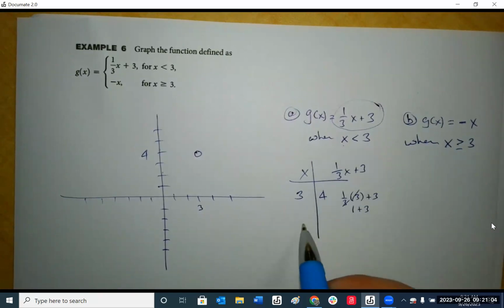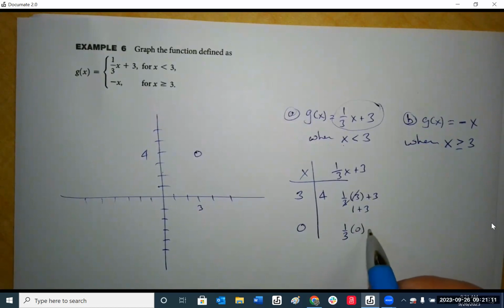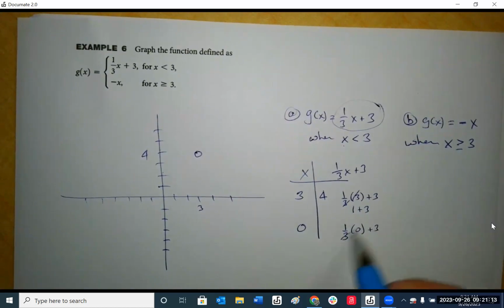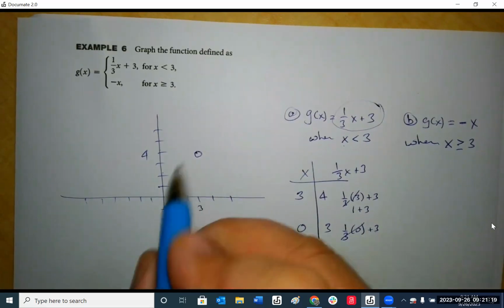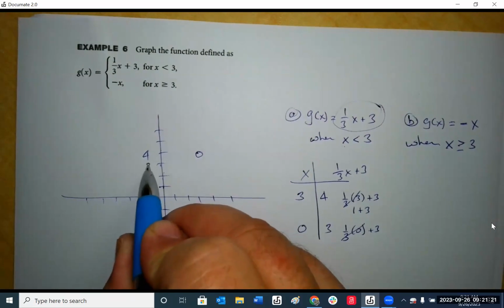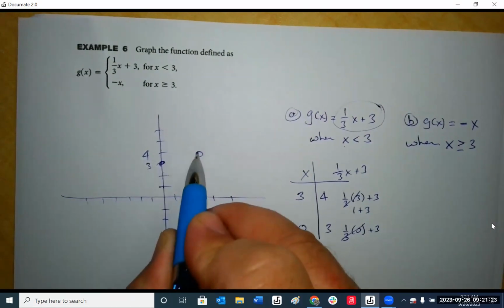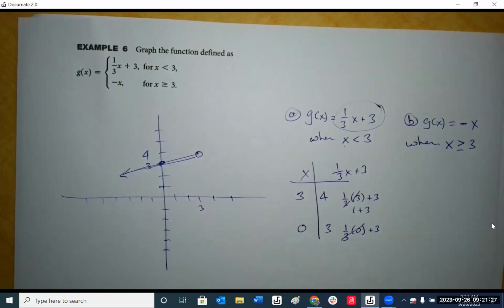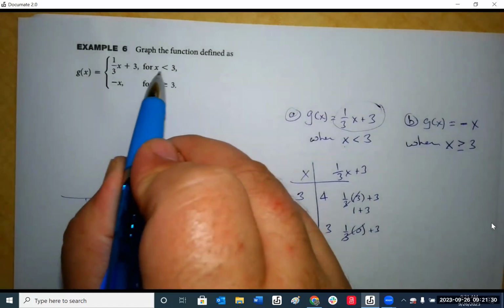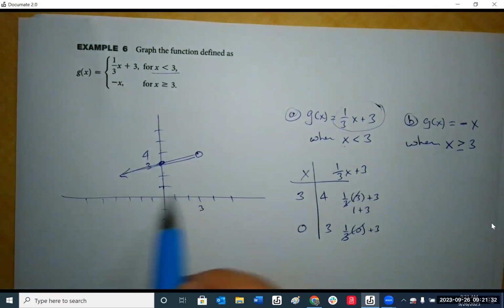X is less than 3. So I use something smaller, like 0. 1/3 times 0 plus 3 equals 3. So at 0, we equal 3. 1, 2, 3. And since it's a linear equation, we know that this part of the graph looks like this. This first one are all x's less than 3, so it's going to the left.